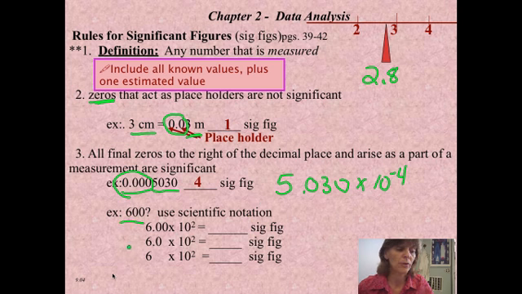So here you have a number like 600. Without context, you can't assume that those zeros are significant. You can assume it only has one significant figure. But if you use scientific notation, again, a really useful tool, you can communicate whether those zeros are measured or not. If you write 6.00 times 10 to the second, that's 3. 6.0 times 10 to the second is 2, and 6 times 10 to the second is 1.